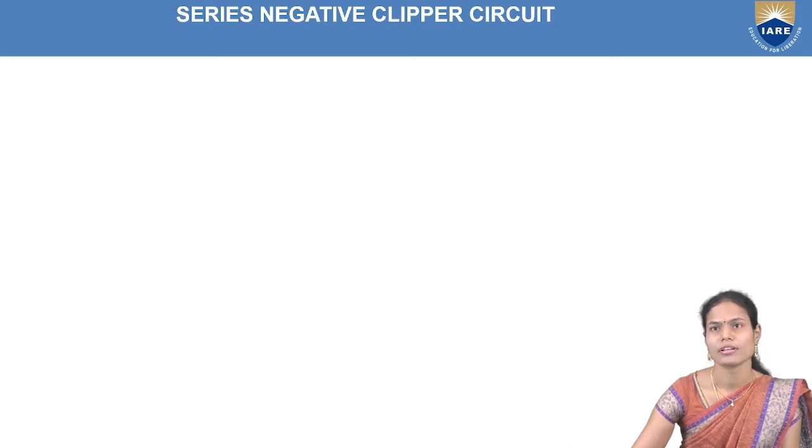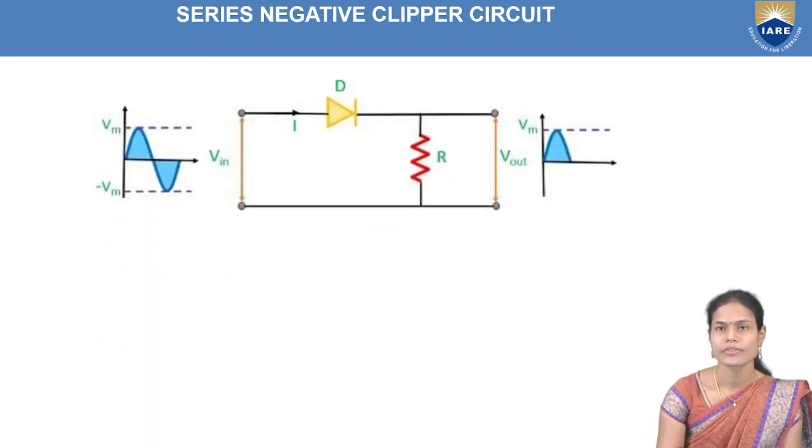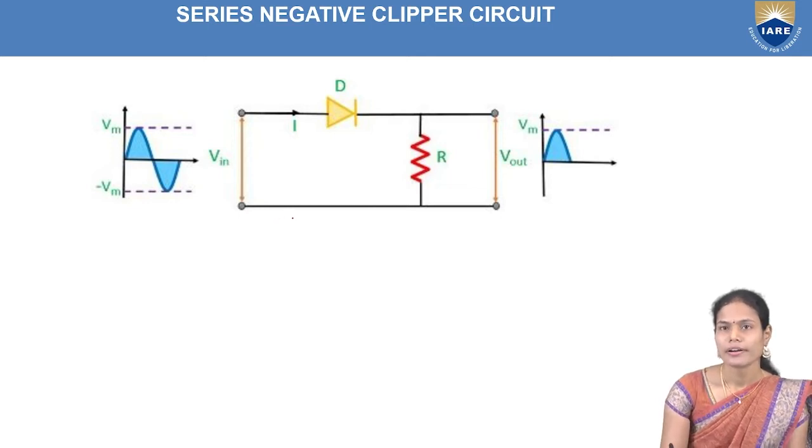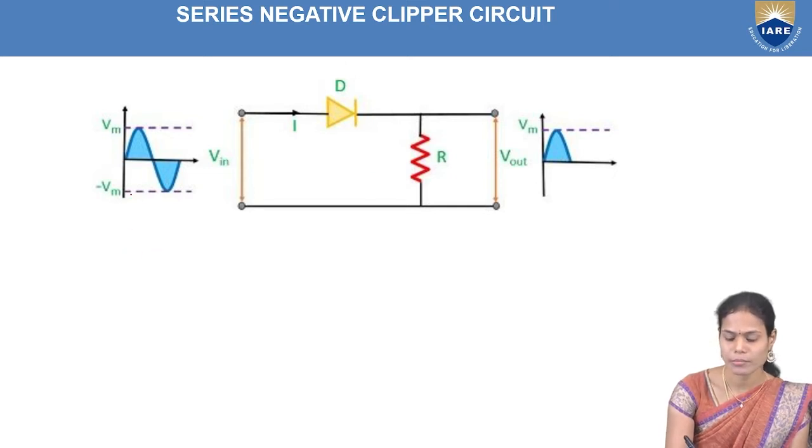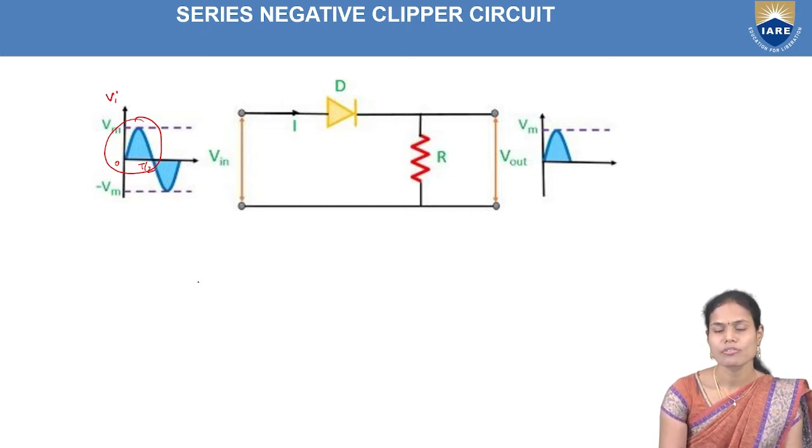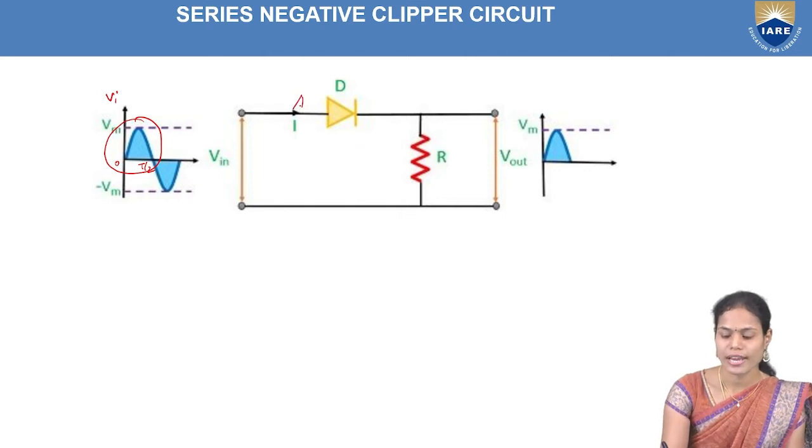And the next kind of clipper is the series negative clipper. This is the circuit for the series negative clipper. Here also both the diode and the resistor are in series. In order to see the operation of this series negative clipper, again I am considering my input voltage Vi in the positive half cycle from 0 to T by 2. If I apply the positive half cycle of input to the circuit, this is the anode terminal of the diode and this is the cathode terminal of the diode.